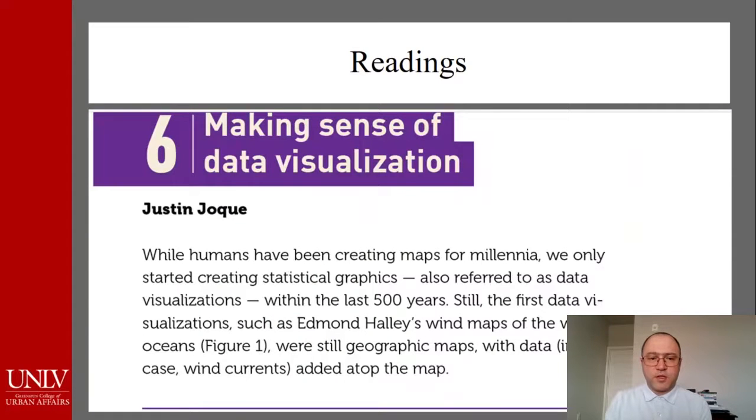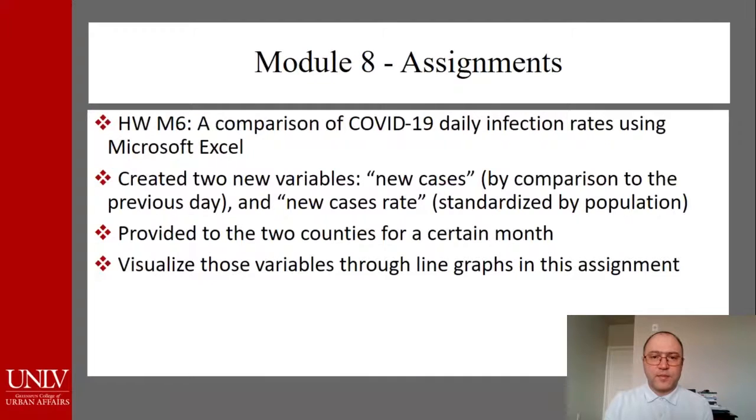The reading for this module is Chapter 6 about making sense of data visualization, written by Justin Jock. There are essential definitions and visualization types in this reading. At the end of this module, you need to do the assignment to visualize the comparative trend of the COVID-19 infection data for the countries that you already finished in Module 6.